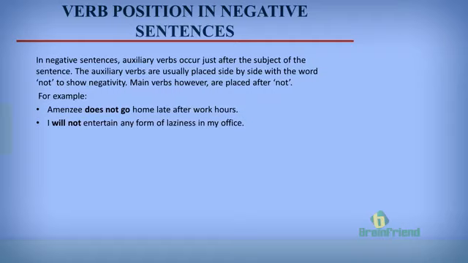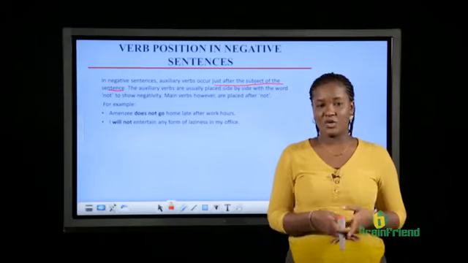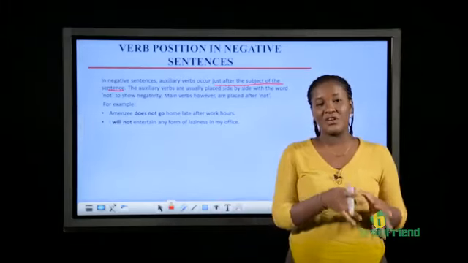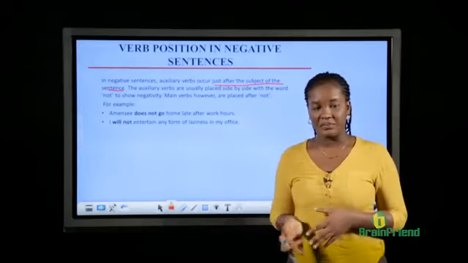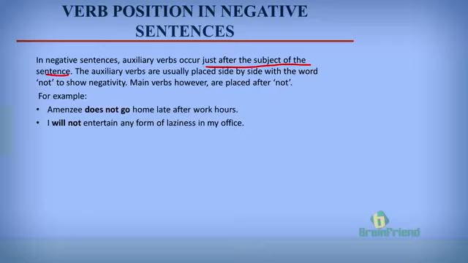Now let's look at how verbs are placed in negative sentences. In negative sentences, auxiliary verbs occur just after the subject of the sentence. Remember in our lesson on auxiliary verbs, we did say that auxiliary verbs are verbs that help main verbs. They are known as helping verbs or copular verbs. They help main verbs make complete meaning. Now, in negative sentences, we find auxiliary verbs occurring just after the subject of the sentence.